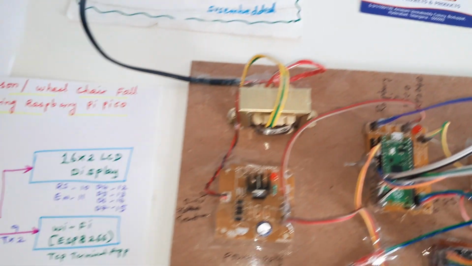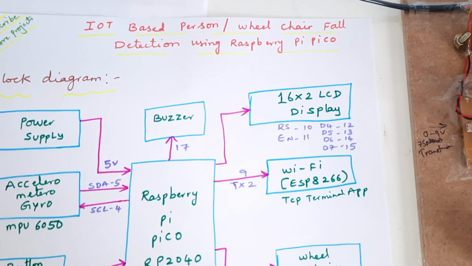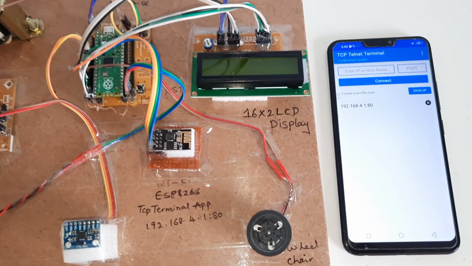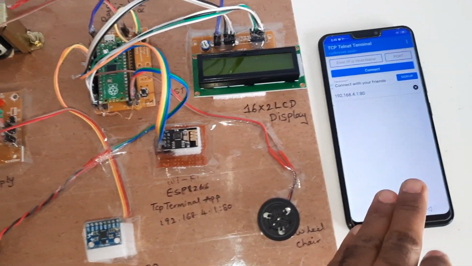The project title is IoT-Based Person by Wheelchair Fall Detection using Raspberry Pi Pico. Here we are using the Termux TCP app. Whenever a fall occurs, the data should be sent to our Android app.